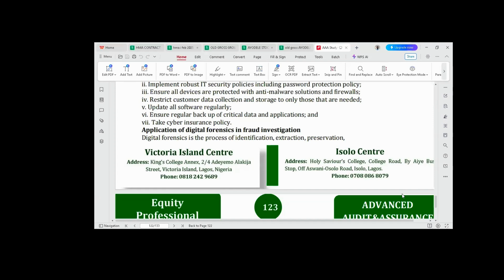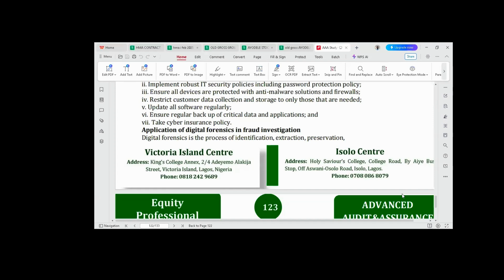Forensic. Now, let's bring it down to digital forensic. Digital forensic comes from the use of IT. Now, in IT, there's what we call digital forensic, or digital footprint.